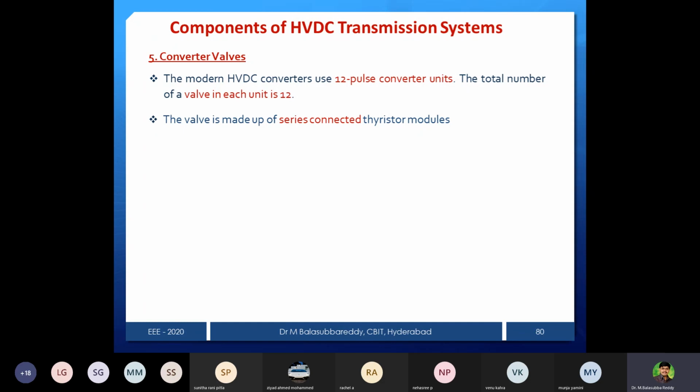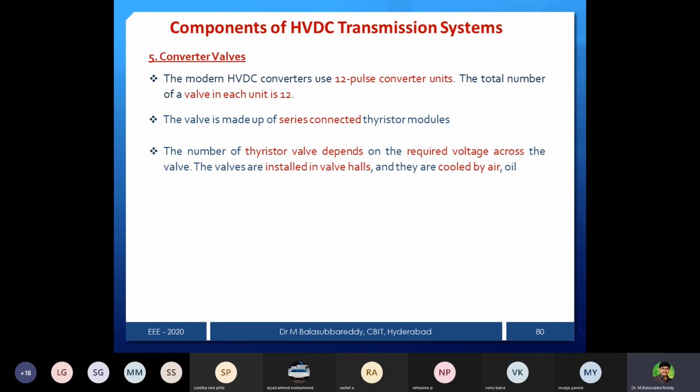Preferably, series connection is used for voltage rating, and parallel connection is used for current rating. The number of thyristor valves depends on the required voltage across the valve. That's what I mentioned, no? How many thyristors we have to connect in series is decided by the voltage rating. If we need more voltage, then we need to connect more SCRs in series for the voltage rating.